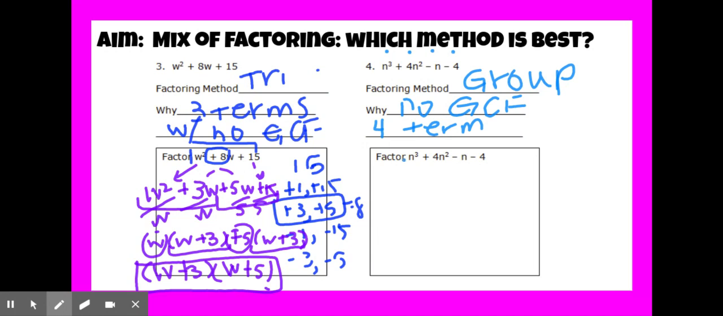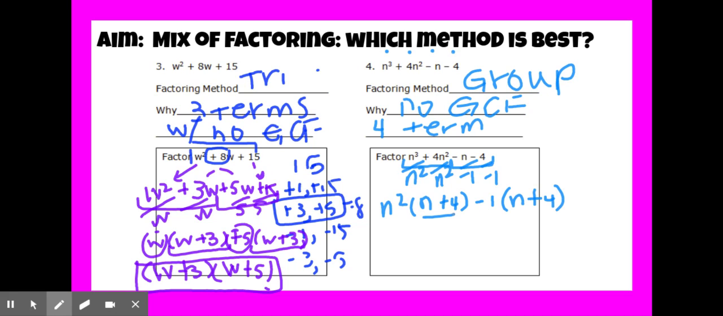So what I'm going to do is I'm going to group these two, factor out the GCF. The GCF between the first two is n squared, not just n. The biggest one is n squared. So you're going to get n squared times n plus 4. And then I'm going to divide this by -1 and this by -1 because that's all that goes into it. And I'm left with n plus 4. And then my common factor goes in front, n plus 4. My leftovers go inside.